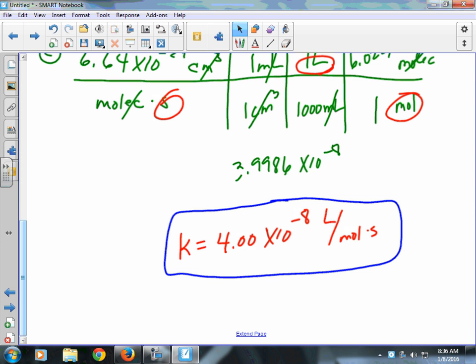All right, so we've got our data. Defining the rate as change in N2O5 concentration over time, write the rate law and calculate the value of the rate constant. Okay, here we go.